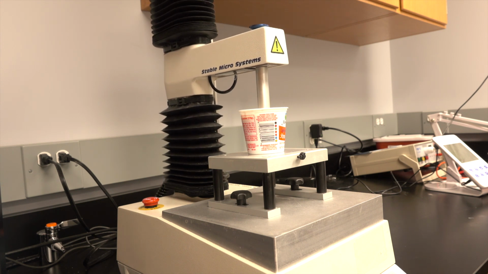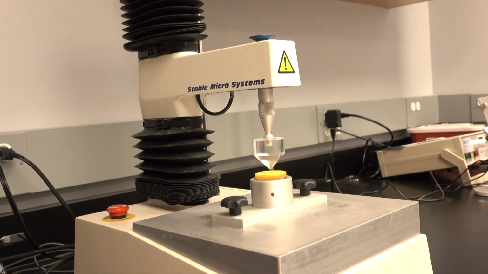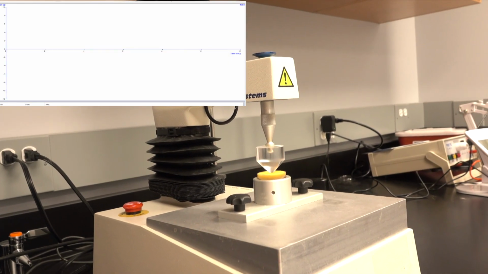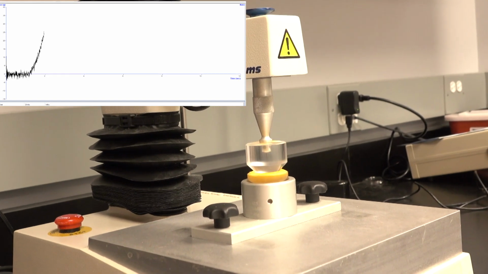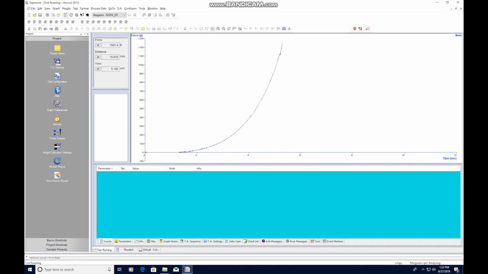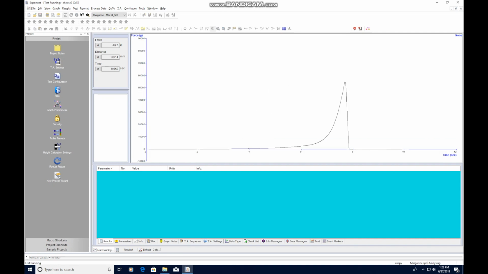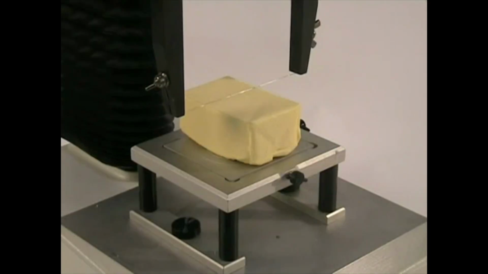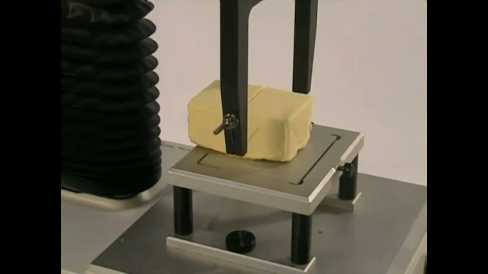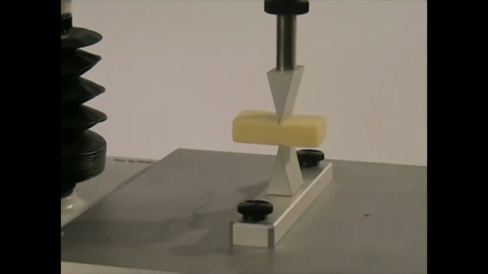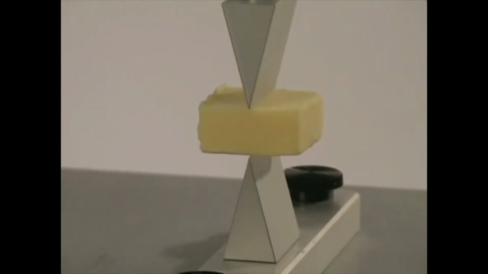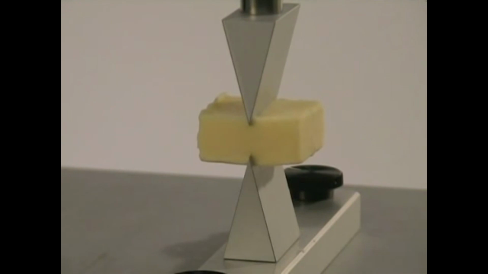Next, we'll go to cheese. This test is for spreadability of cheese. As the cone contacts the cheese, we see an increasing force with time. There are more tests for hardness of cheese, such as wire cutting test, and the wedge fracture test. Both of these measure the force required to disintegrate the cheese.